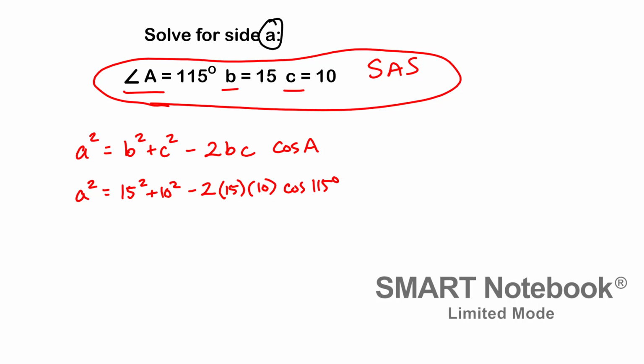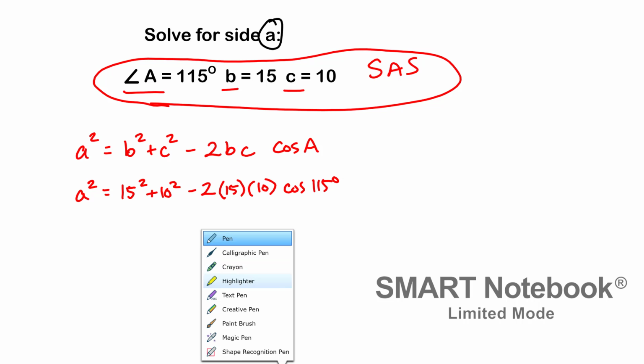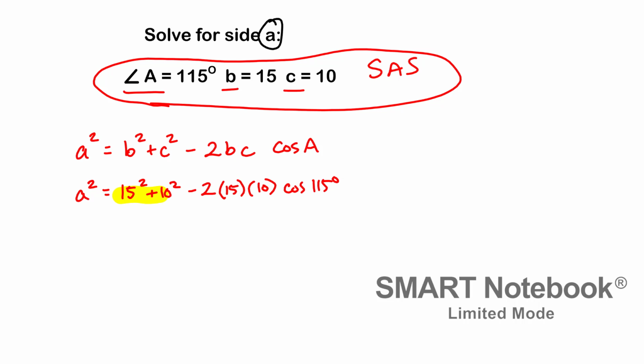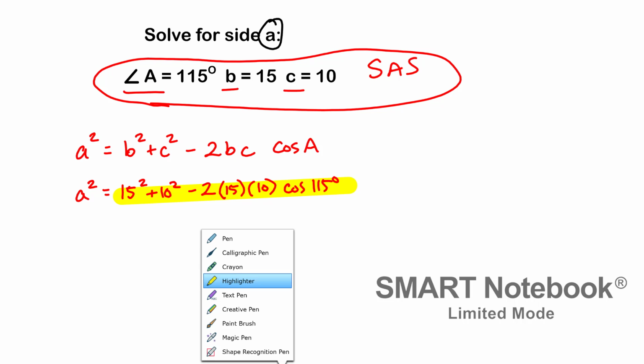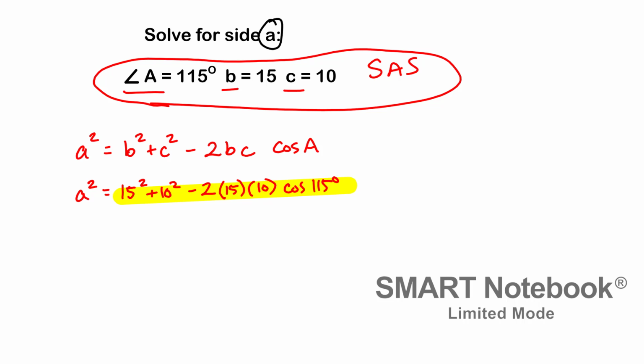So now that I have this, I want to take a look at the right-hand side real quick and just pay attention to what I have here. 15 squared plus 10 squared minus 2 times 15 times 10 times cosine of 115. That's all numbers. That means that entire thing can be plugged into the calculator all in one step. This is super easy. Whenever we're trying to find a side, it's really, really light work. So let's go ahead and do that. Punch this into our calculator.